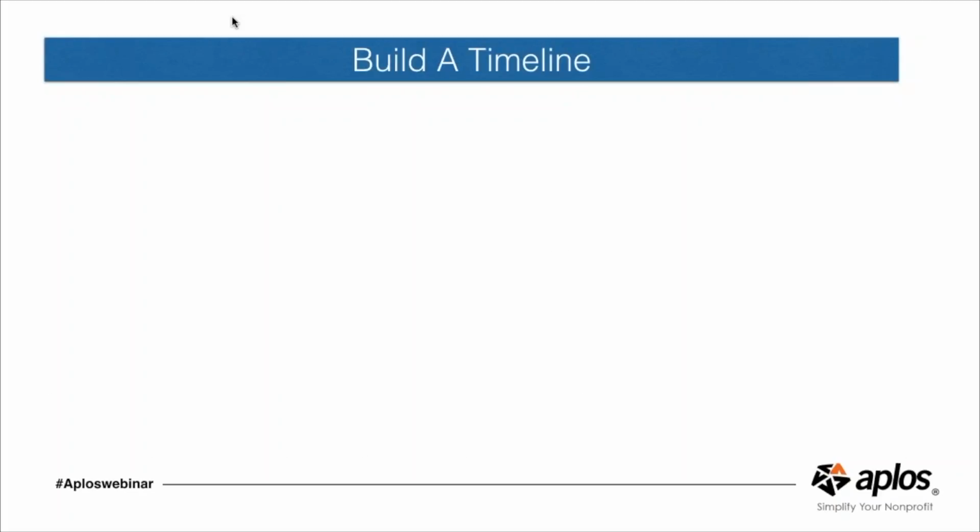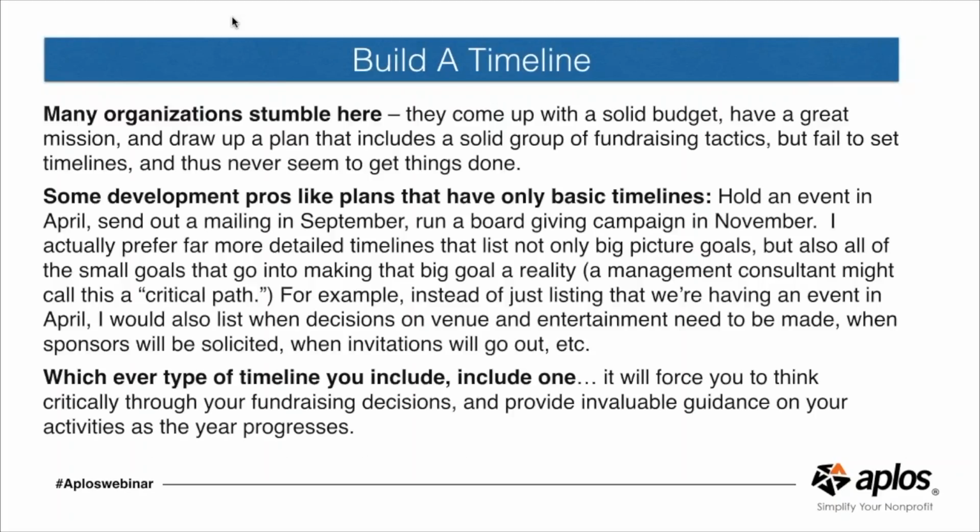So from here, what are you going to do? Well, let's build a timeline. This is key. This is where I think a lot of organizations stumble a little bit. They come up with a solid budget. They have a great mission. They get a plan that includes a solid group of fundraising tactics, but they fail to set a timeline, and thus they never seem to get things done, especially around events.